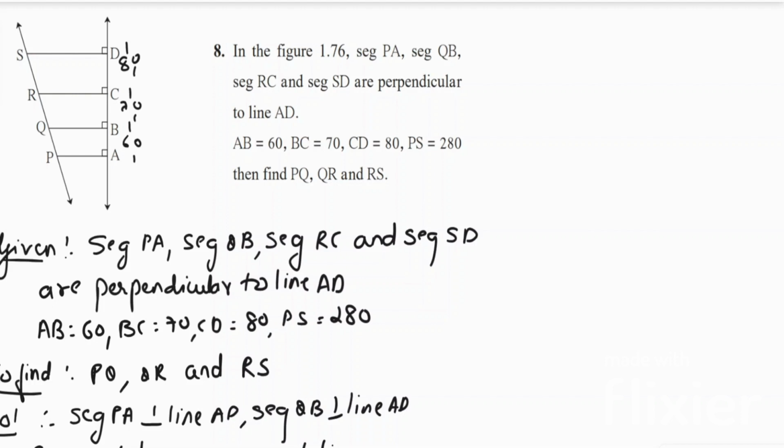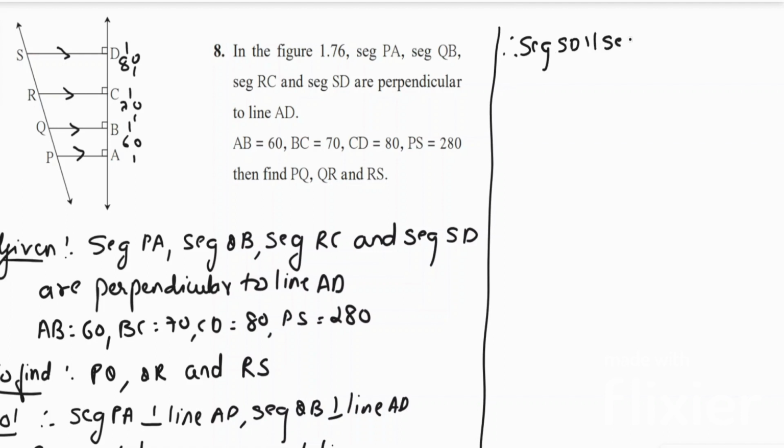Now students, if every line is perpendicular, right, then by corresponding angles all these lines will be parallel. All the lines will be parallel. So we can write therefore seg SD is parallel to seg RC is parallel to seg QB is parallel to seg PA. Reason we can write corresponding angles.